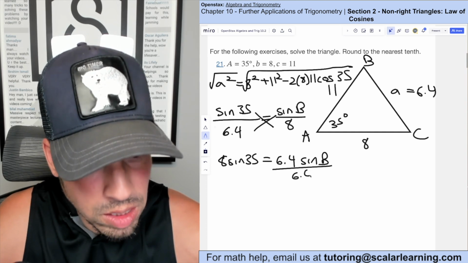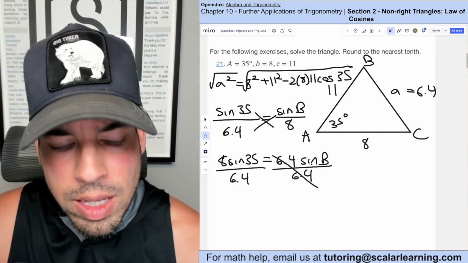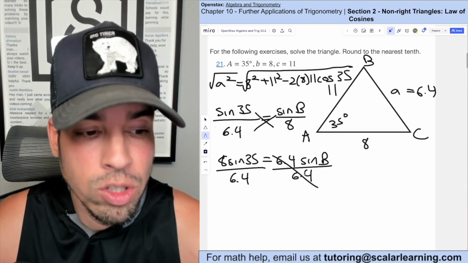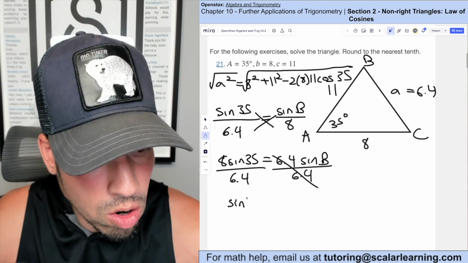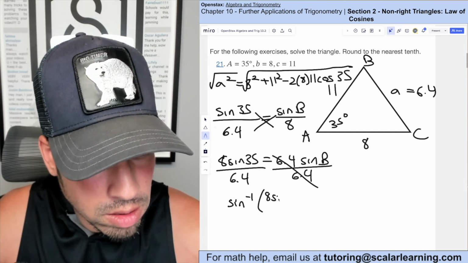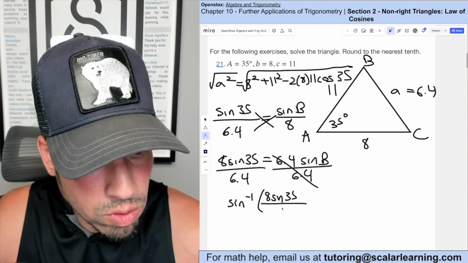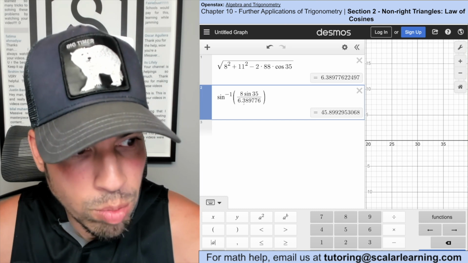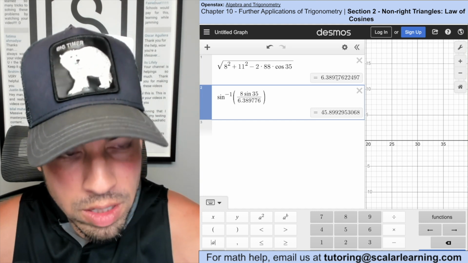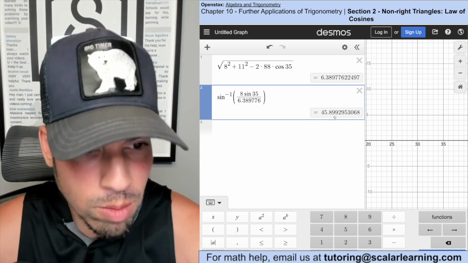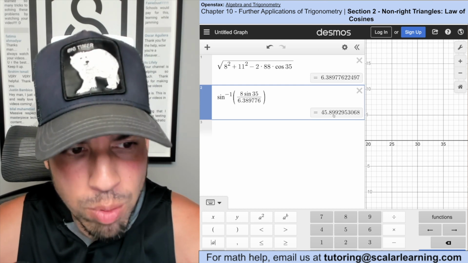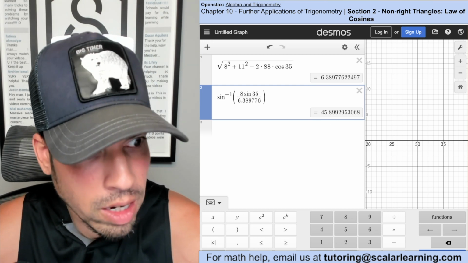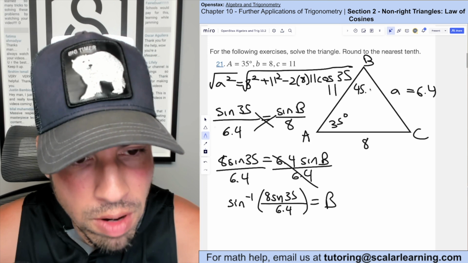Divide both sides by 6.4. And then we have to get rid of that sine, so we take the opposite of sine, which is arc sine. So we're going to take arc sine of 8 sine of 35 over 6.4, like so, and that's going to equal B. And instead of using 6.4, I put in a few more digits just to be safe, to get it more accurate. But we get 45.9 rounded to the nearest tenth for this angle. So B is 45.9 degrees.